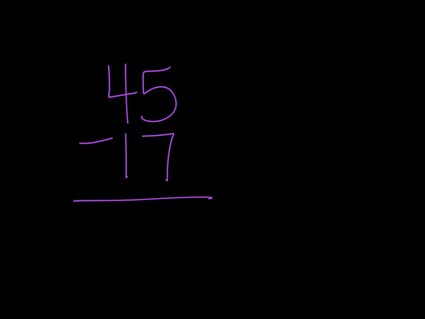Okay, let's try some harder problems. So we're going to do 45 minus 17. I broke out some Pleasant Hill purple. I like that. Okay, so make sure you have your digits lined up. Divide your columns. Okay, what did I say? If you want the right answer, you start on the right. So we're going to start over here in the ones.